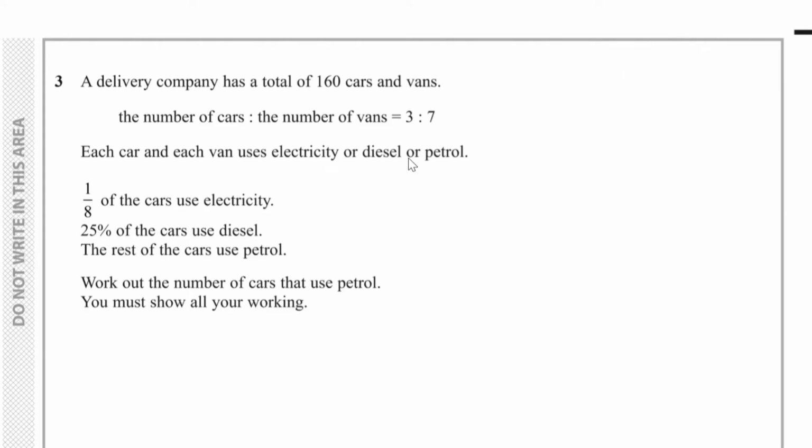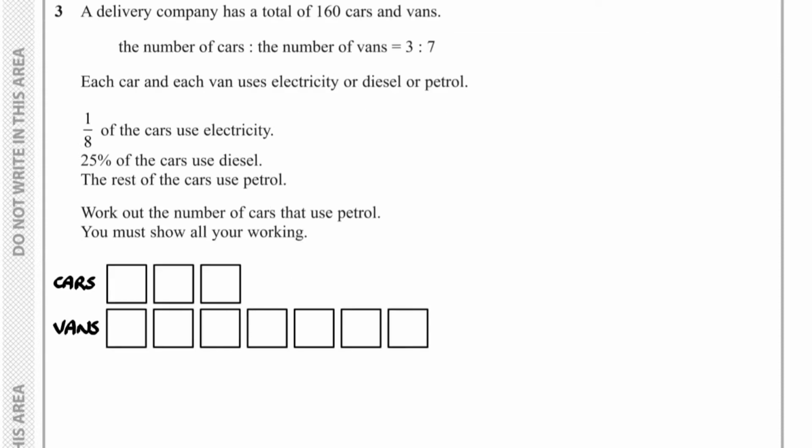Question number 3. A delivery company has a total of 160 cars and vans. The number of cars to the number of vans is in the ratio 3:7. Each car and each van uses electricity or diesel or petrol. 1/8 of the cars use electricity, 25% of the cars use diesel, the rest of the cars use petrol. You have to work out the number of cars that use petrol. You must show all your working.